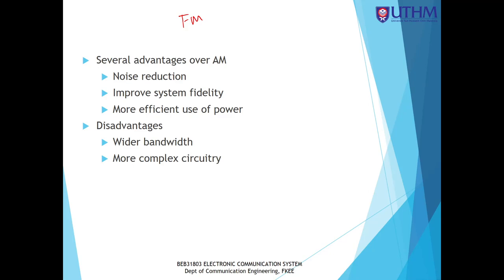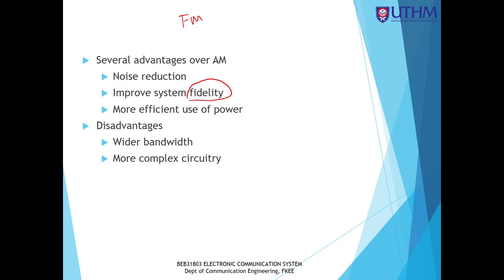So when the signal collides with obstacles, or maybe due to the distance, it will attenuate. Okay, the amplitude becomes smaller. So this attenuation produces what we call fidelity. Yeah, betul. So that means in terms of the amplitude, the signal becomes better. That means the amplitude of the FM signal does not change rapidly due to the fidelity of this.